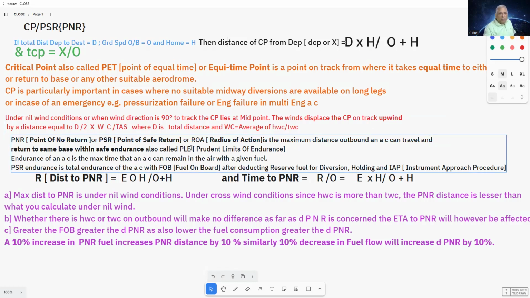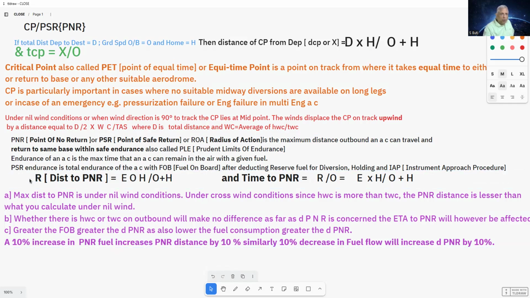Then second is the point of no return, known as now point of safe return or radius of action. It's the maximum distance outbound away from departure to which an aircraft can travel and return to the same base within safe endurance, which is also known as prudent limits of endurance. What is endurance? It's the maximum time an aircraft can remain in the air with a given fuel. And PSR endurance is the total fuel on board less the fuel which is reserve, which is for diversion, holding, etc., etc.